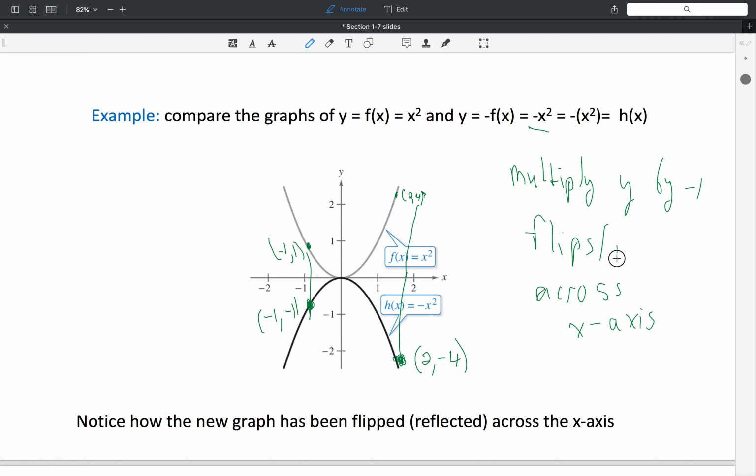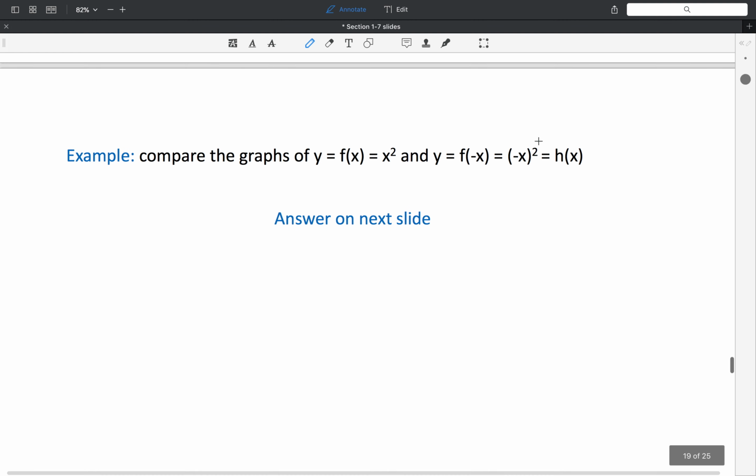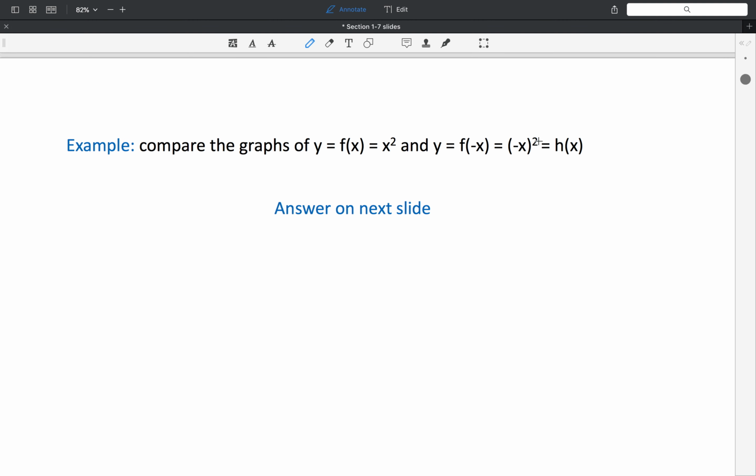Remember, flips is the same as reflects. Okay, so now on to the next one. I want to compare the graphs of, again, the parent function f of x equals x squared, and what we get when we look at minus x squared.